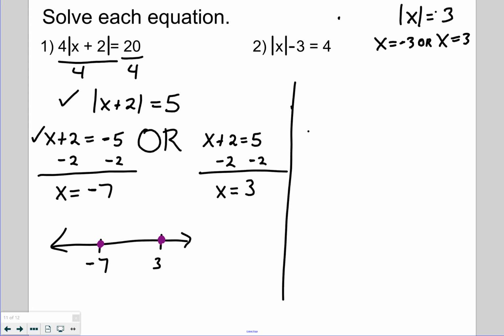Does everyone see number 2? Yeah. Randy, still with me? You're good. Here we go. Number 2. Do you see how the absolute value of x is not by itself? Do you see how there's a -3 that's next to it? Does everyone see the -3 that's next to it? All right, we need to move it to the other side. So write +3 on both sides. So now I have, if I go this way, the absolute value of x equals 7.